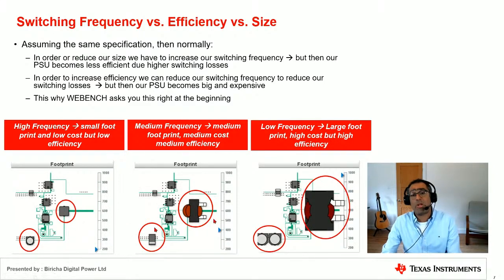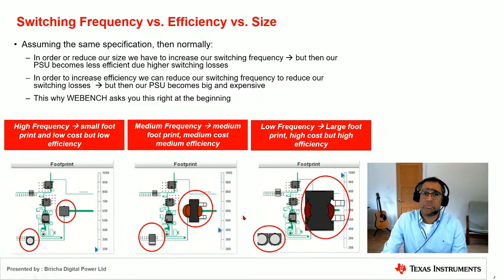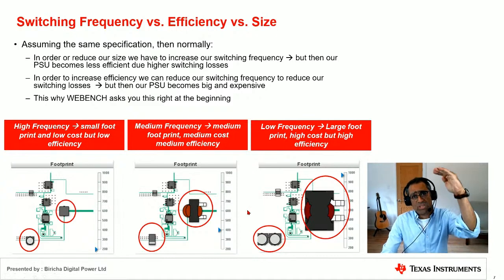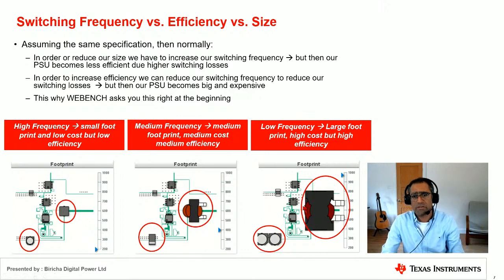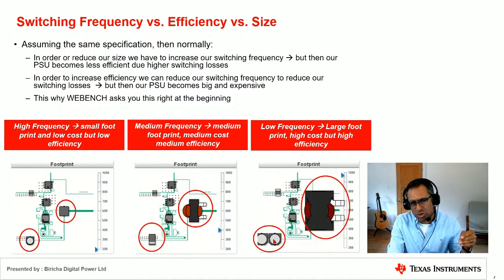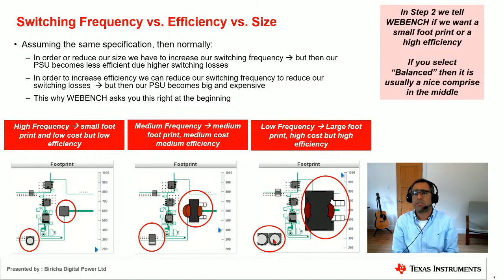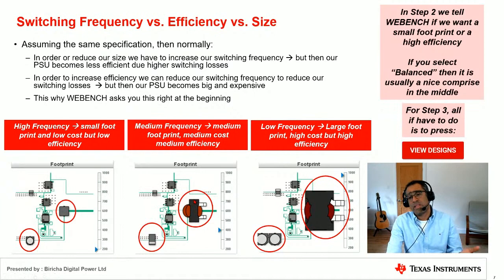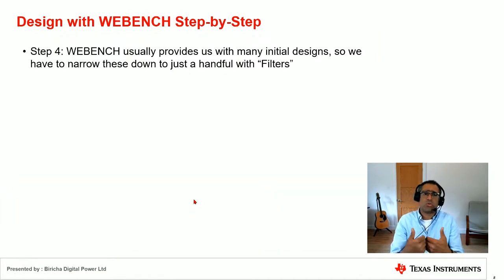Finally, I have told WEBENCH that I want a really efficient power supply and size is not too important. So WEBENCH has brought down the switching frequency. The passive components have become very big, but the power supply is more efficient. And you see, that is how, right at the onset, you can tell WEBENCH which direction your power supply is going. So if we select balanced in step 2, we typically get something in the middle, which is this one here. Okay, then finally what we'll do, we say view designs, and then we go to step 4.